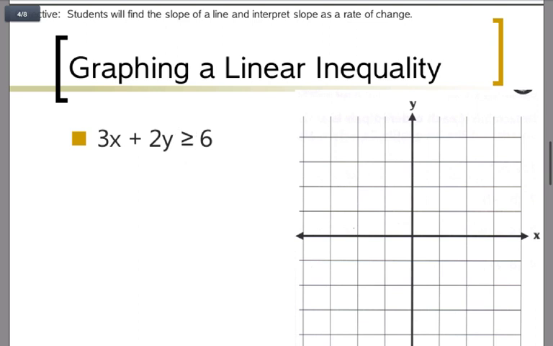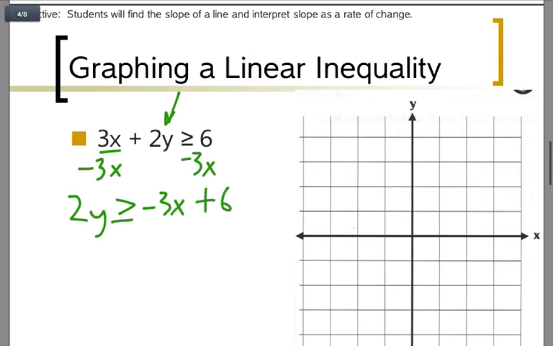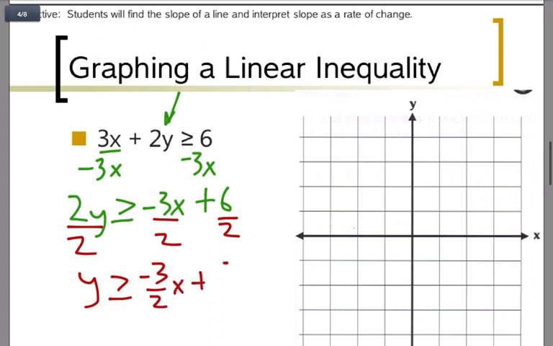And it actually helps us a lot when we need to shade. So it's not as good to use the intercepts here. The easiest way is to go ahead and solve for y, so I've got to move the 3x by subtracting 3x to the other side. That's going to give me 2y is greater than or equal to negative 3x plus 6. And then I divide by the 2 from everything, and I get y is greater than or equal to negative 3 halves x plus 3.